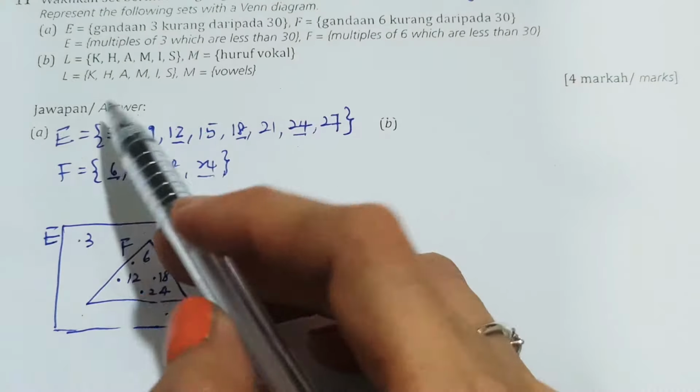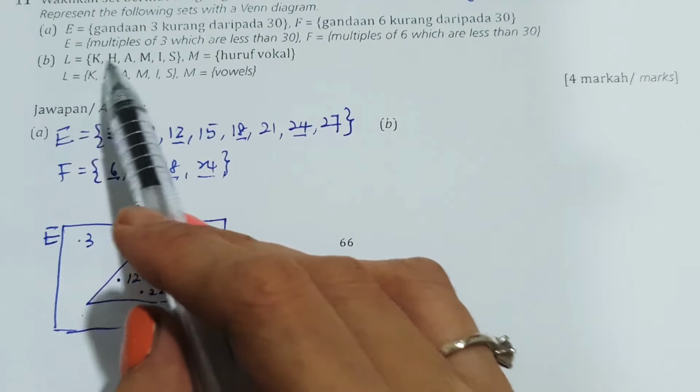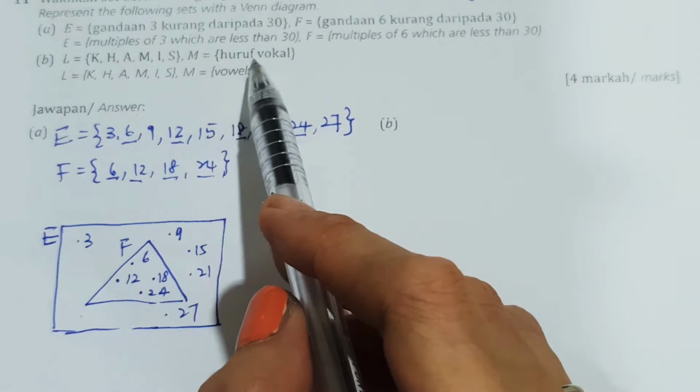Okay, part B. Now, part B, we have L, K, M are the vowel letters.